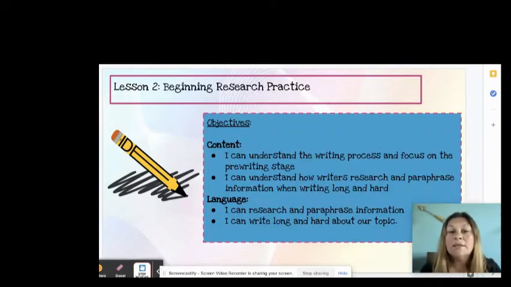Remember in the last lesson where I asked you to make a list of topics that you were an expert on, and then you wrote about one of those topics? Well, today we're going to focus on researching and paraphrasing the information that you can research about your topic.